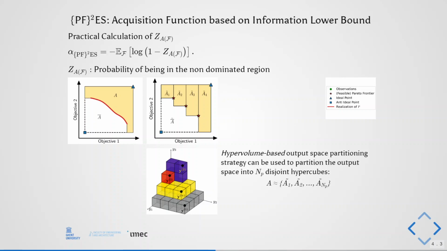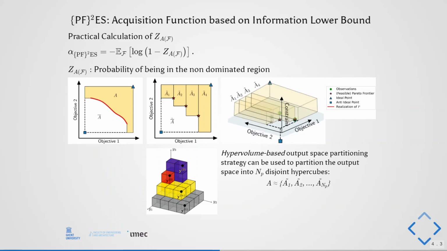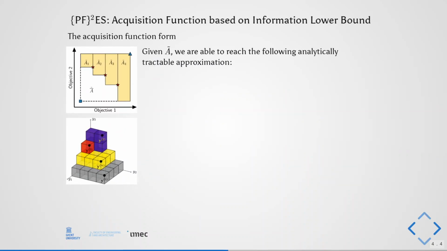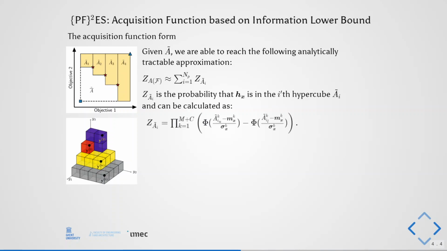With all of these hypervolume-based decompositions, the non-dominated region can be approximated by this set of rectangles or hypercubes. And this can also be done for the constrained multi-objective optimization scenario. So with all of these approximations, the probability of being in the non-dominated region can be approximated by the summation of the probability of being in each of these rectangles or hypercubes. And given the assumption that each of the objective functions and constraints are statistically independent, we can calculate the probability of being in any rectangle in closed form.